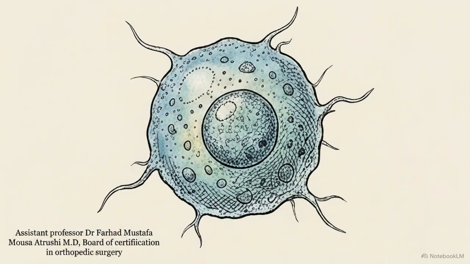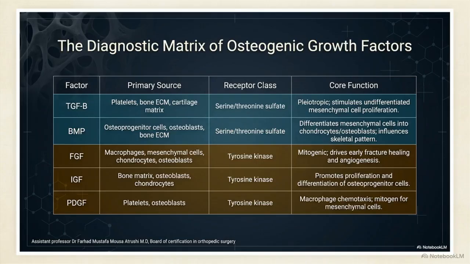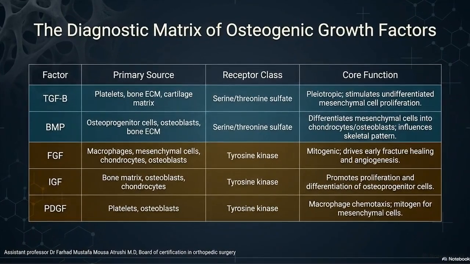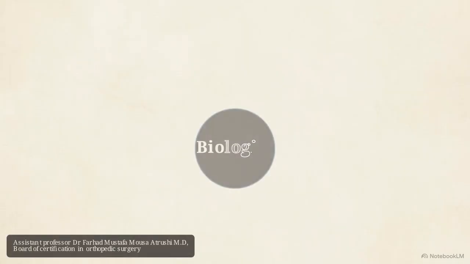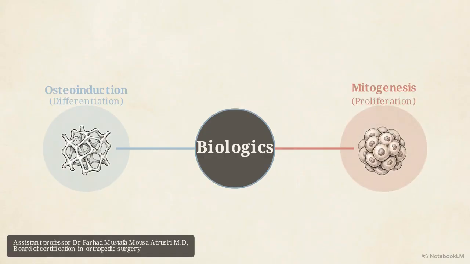At the center of this lecture is a single cellular choice. How do extracellular protein signals dictate whether a mesenchymal cell divides to bridge a gap or differentiates to produce bone? This diagnostic matrix organizes those signals. You can see from the headers that these growth factors are strictly categorized by their receptor class, which defines their core clinical function. To safely utilize biologics in the OR, a surgeon must be able to decode the rigid split between osteoinduction, which is differentiation, and mitogenesis, or cellular proliferation.